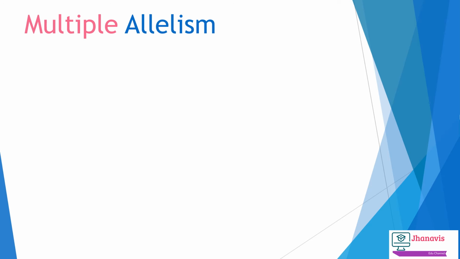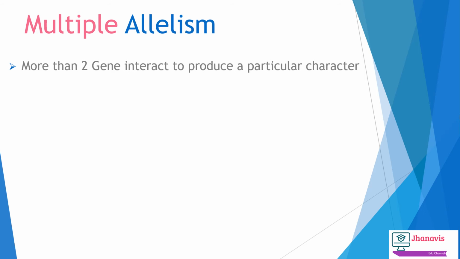Now we will start with the other two types of gene interaction, multiple allelism and polygenic inheritance. Let's talk about multiple allelism. When we talk about multiple allelism, what does multiple mean? More than 2 genes, or many genes. Here, more than 2 genes will interact to produce a particular character. Multiple allelism means multiple alleles, multiple genes will interact with one another to produce a particular character.